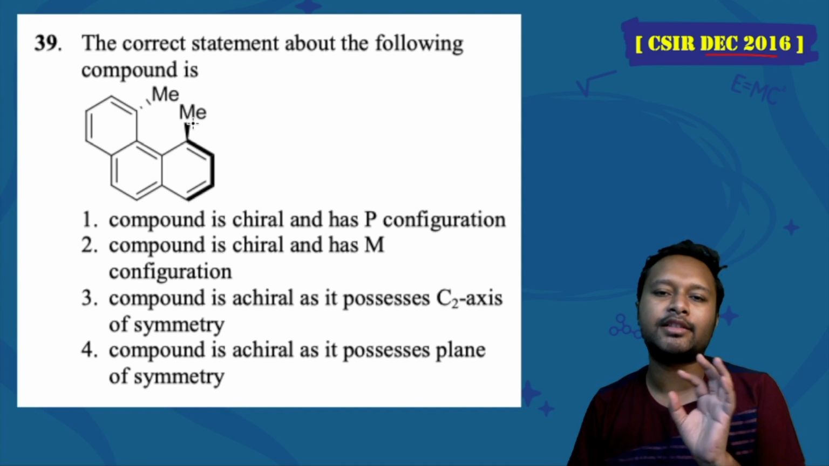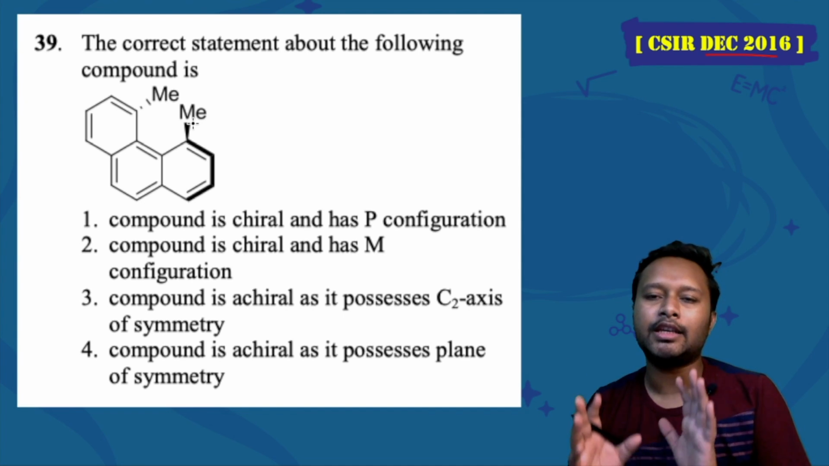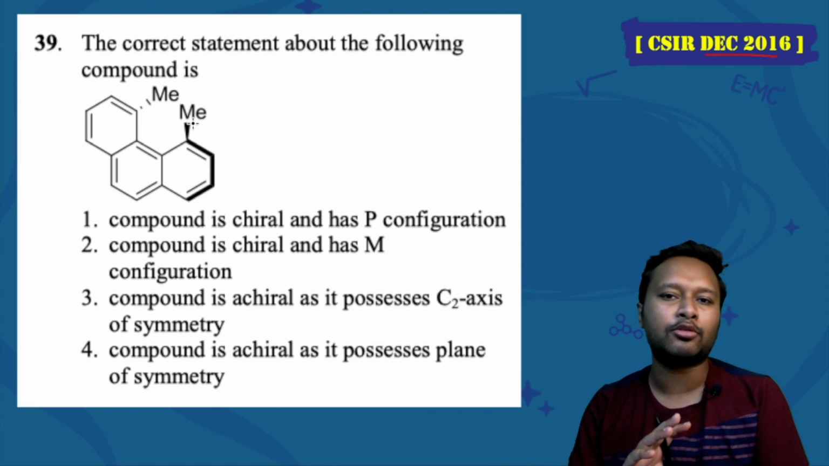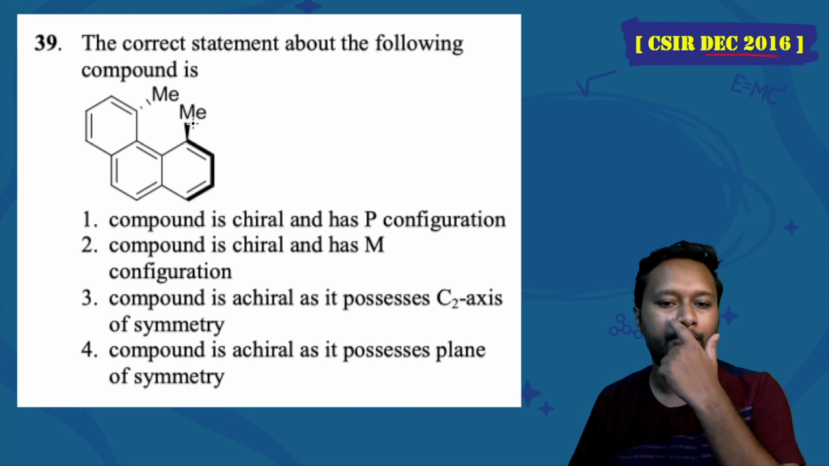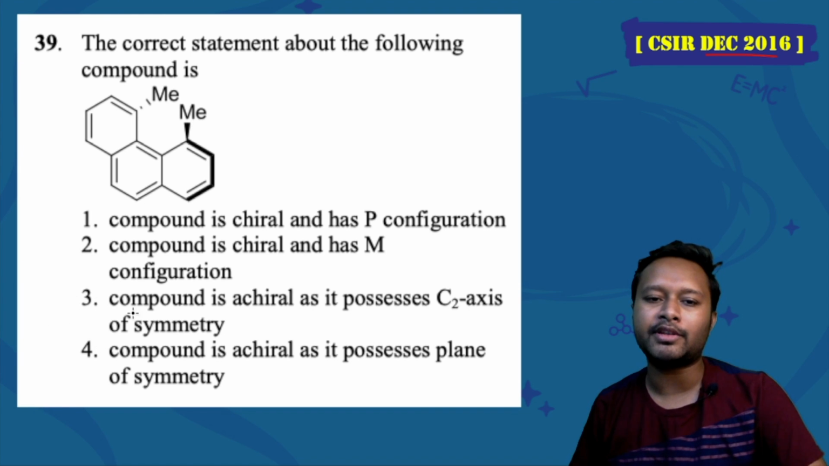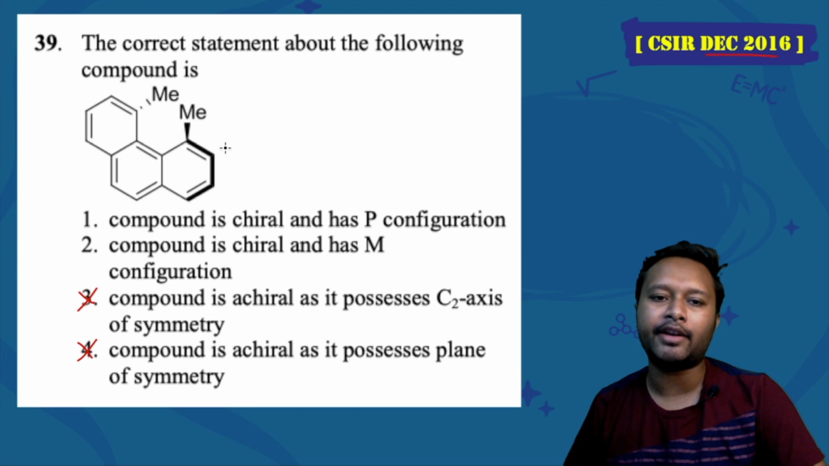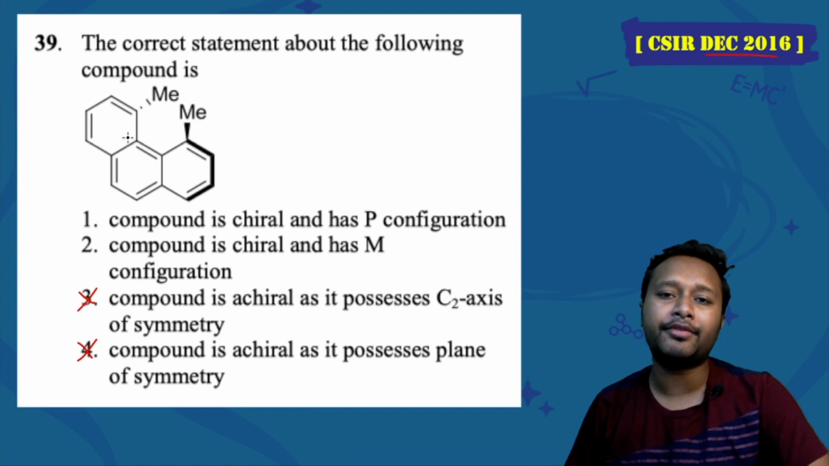So there should be at least 3 groups or 3 rings in order to make the molecule helically active or helically chiral. Now the options over here, like 3 and 4, say that the compound is achiral. So no, they are not achiral because they have at least 3 rings, and that's why the molecule will be chiral.